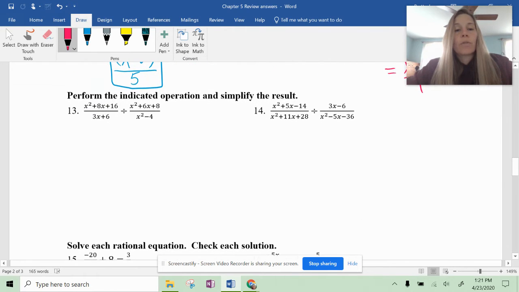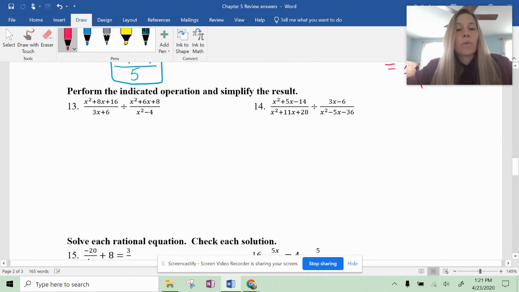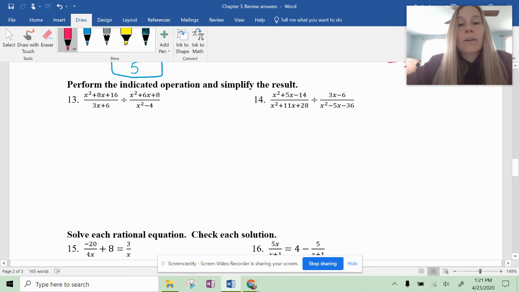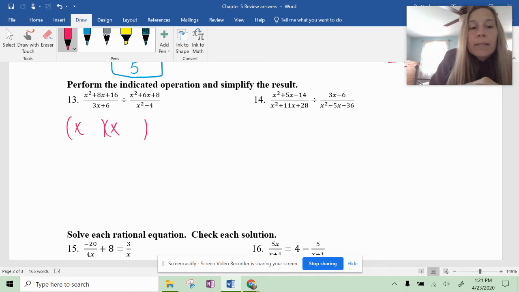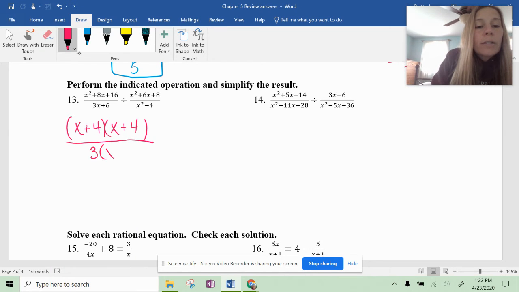And the next two division problems are going to be ones that we factor. So as I factor them, I'll just put my factored answers on the opposite side for that second fraction. So the first trinomial here, we factor into x and x. The numbers that multiply to get 16 and add up to get 8 are 4 and 4, both positive. My denominator here, I just have that GCF of 3 that I can take out.